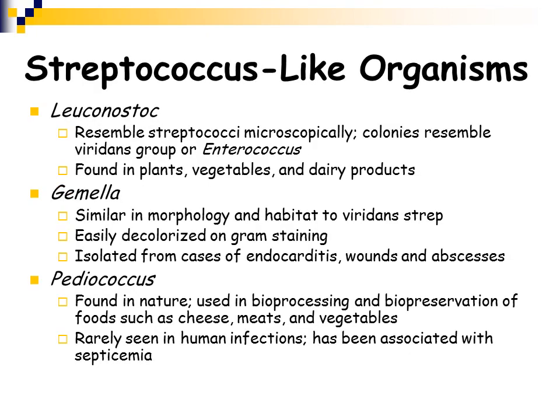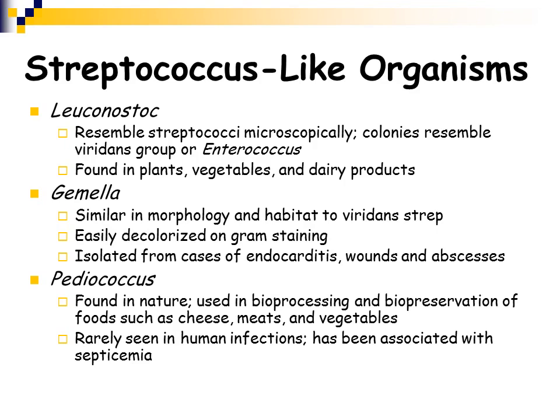Some other Streptococcus-like organisms, the Leuconostoc, again resemble Streptococci microscopically. On agar plates, the colonies resemble the viridans group of strep or Enterococcus, and these organisms are normally found in plants, vegetables, and dairy products.